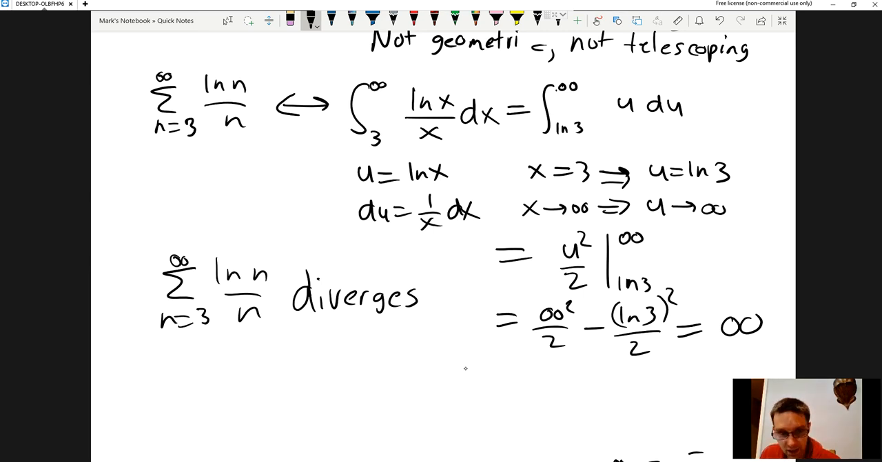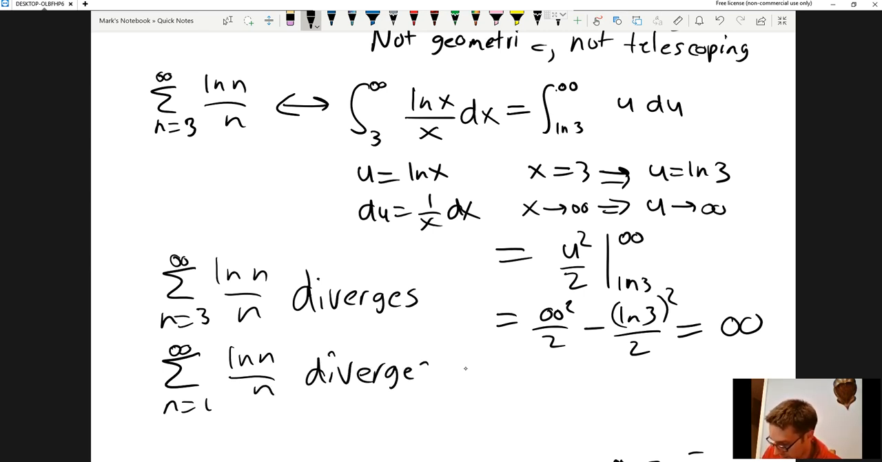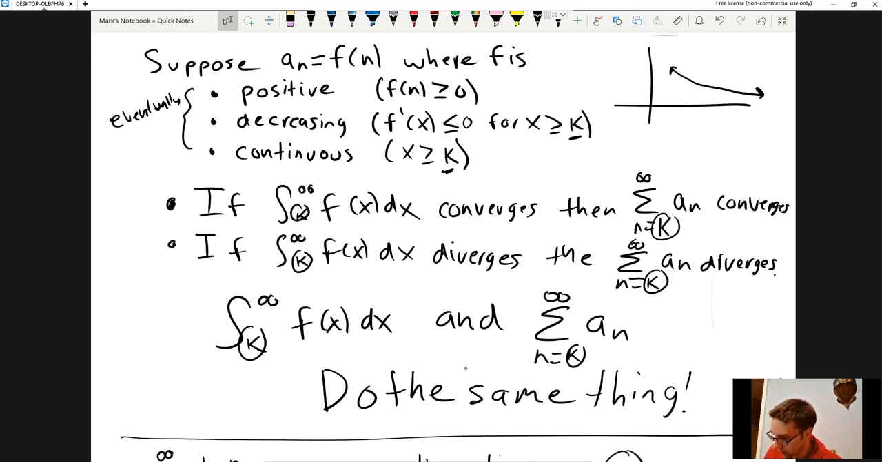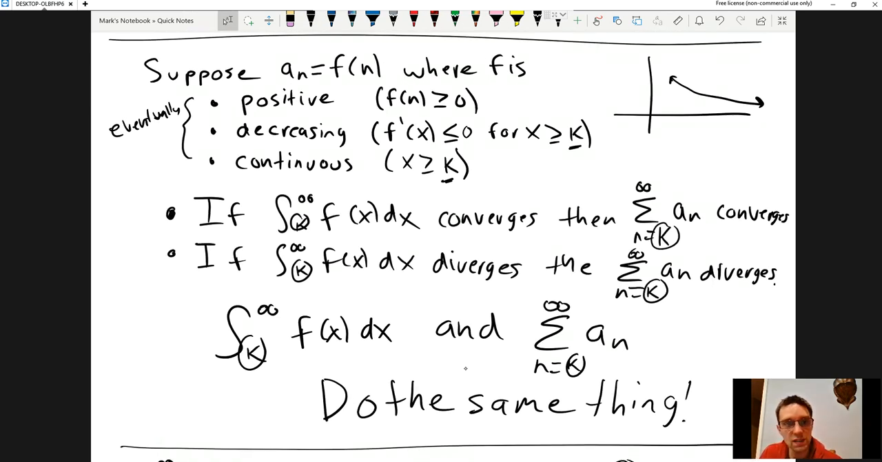Well, and if that sum diverges, then of course adding 2 extra terms, well, that's not going to change anything, right? Adding 2 finite terms is not going to change whether it diverges. It will still diverge with those missing terms. So, moral of the story here is the integral test, I'll scroll back up here, applies more generally. As long as the function is positive, decreasing, and continuous eventually, then you could compare the sum and the integral, and they will do the same thing.